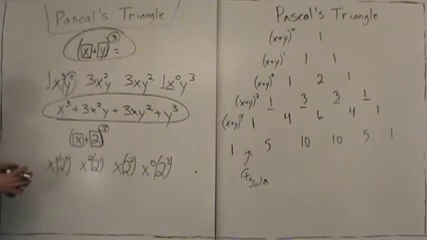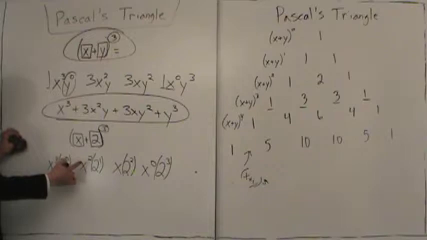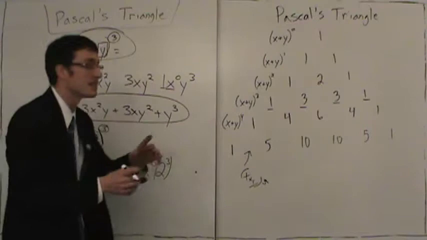Now, let's go ahead and figure out what this is before we put our coefficients in. Well, that might be more confusing. Let's go ahead and put our coefficients in. What coefficients are we dealing with? This is 3rd degree, so we're going to put our coefficients 1, 3, 3, 1.